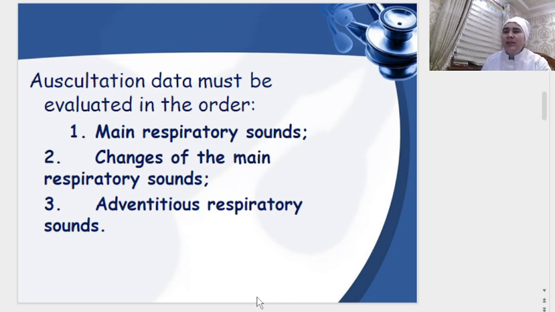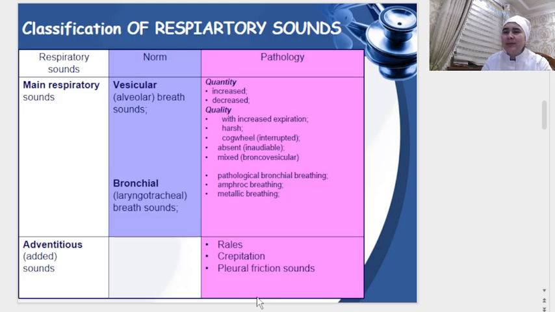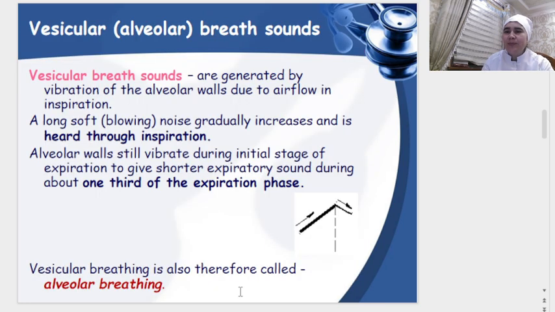First, the main respiratory sound. Second, changes of the main respiratory sounds. Third, adventitious respiratory sounds. Classification of respiratory sounds: main respiratory sounds are vesicular and bronchial. Adventitious sounds are rales, crepitation, and pleural friction sound.